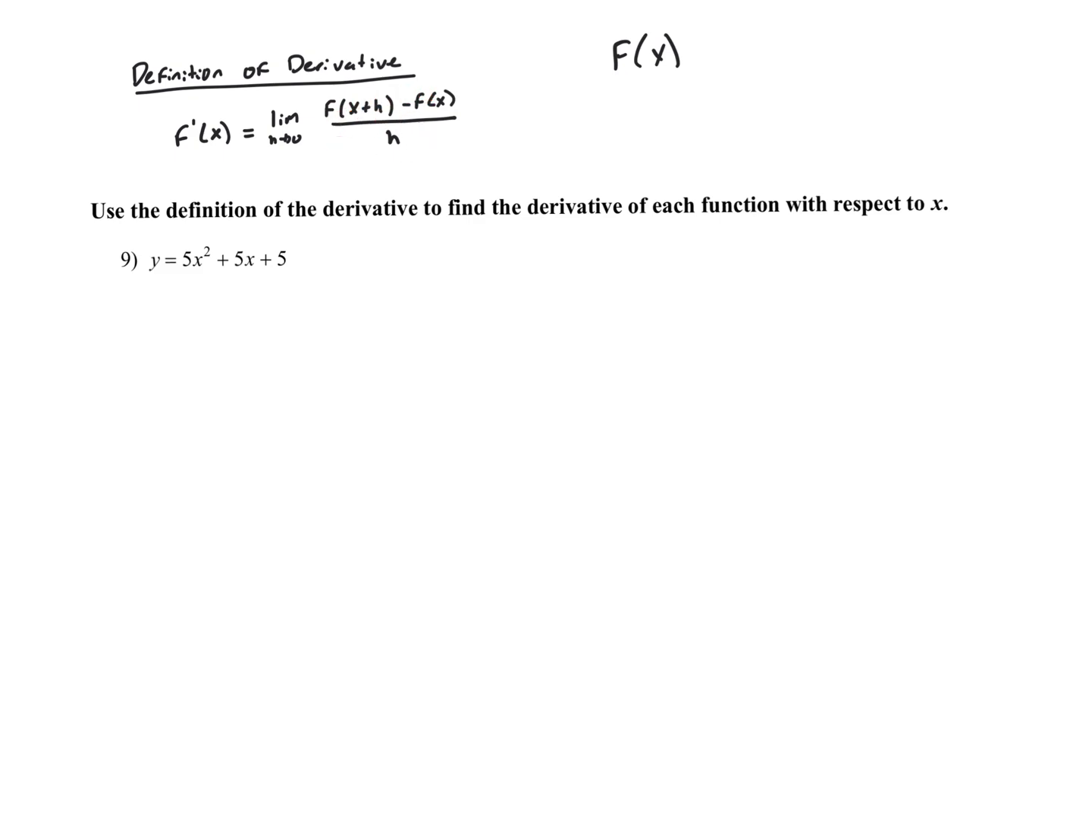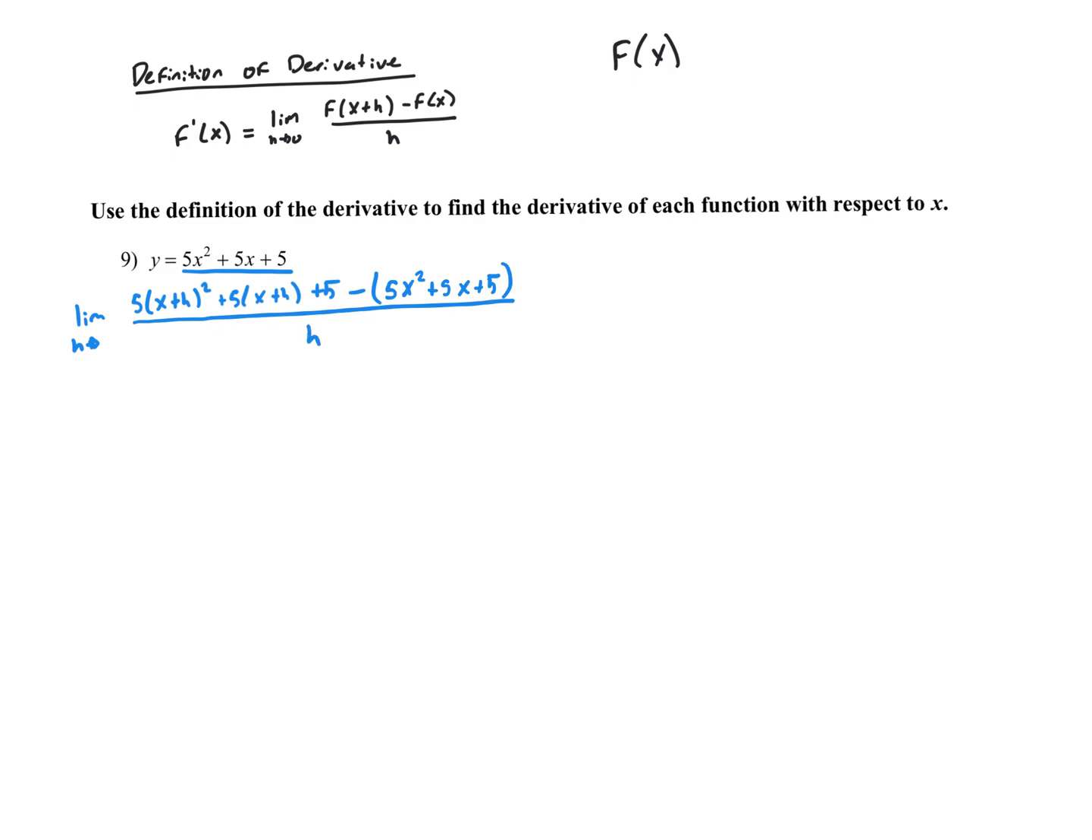And so this is the same formula here. This is what we call the definition of derivatives. So it says use the definition of derivatives to find the derivative of each function with respect to x. So we're going to do the exact same thing we have been doing, except we're going to leave the x's in it. So we're going to find the limit as h approaches 0 of this function right here, evaluated at x plus h. So it's going to be 5 times x plus h squared plus 5 times x plus h plus 5. Again, this is just this function right here, evaluated at x plus h. And then subtract the function just evaluated at x. Well, this is the function evaluated at x, so it's going to be 5x squared plus 5x plus 5, and then divide that by h.